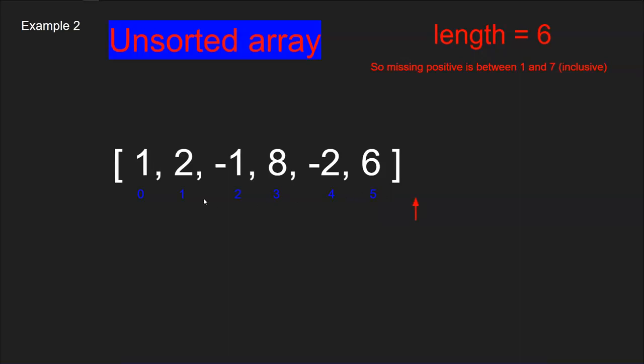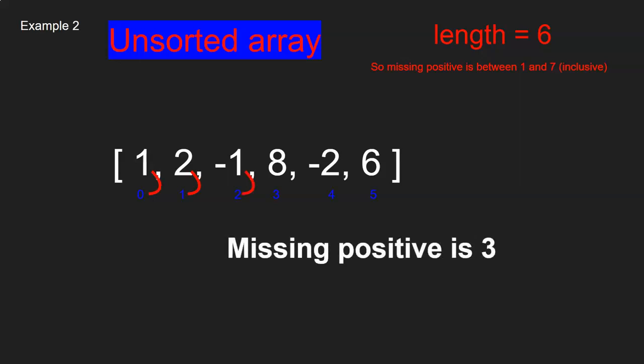With this, we made sure that the array elements are sitting at the right positions. Now we can simply compare the elements at each index and tell what is the smallest missing positive integer. So here in this case, our missing positive integer is 3. Now let's code this logic.